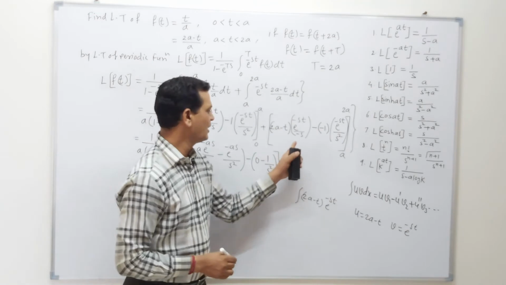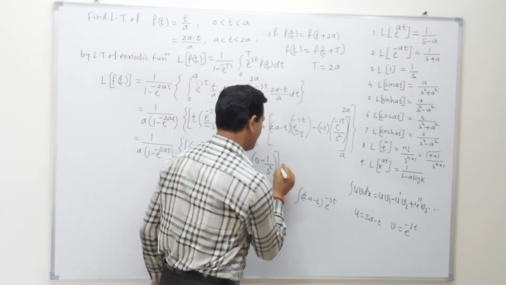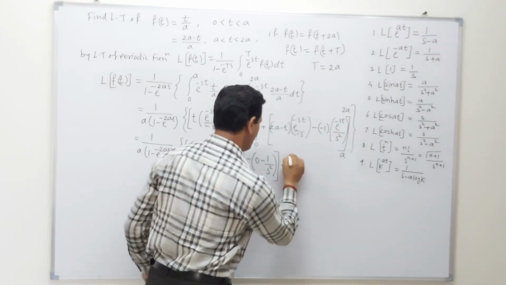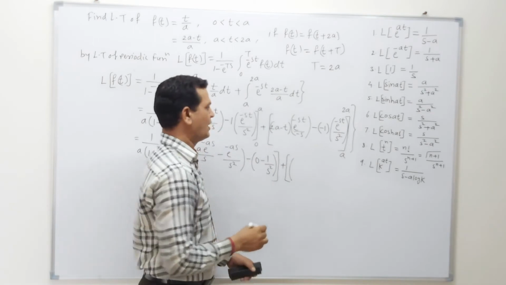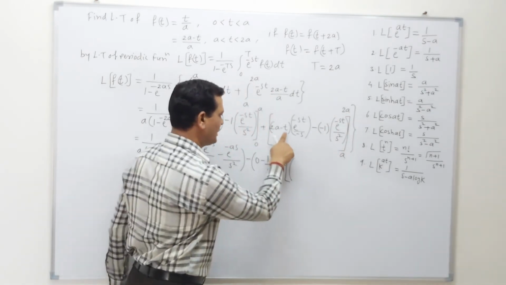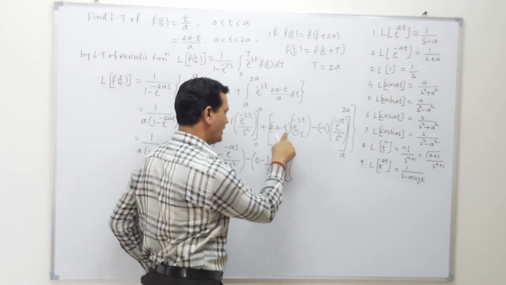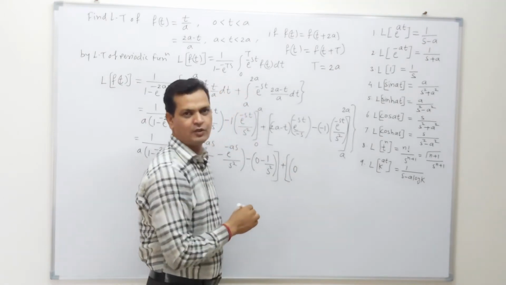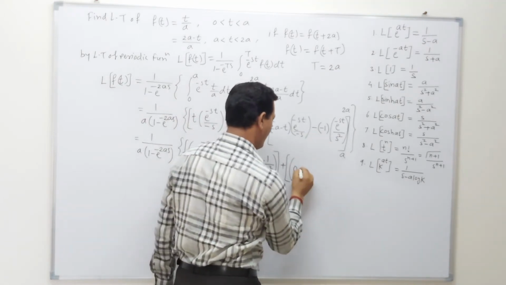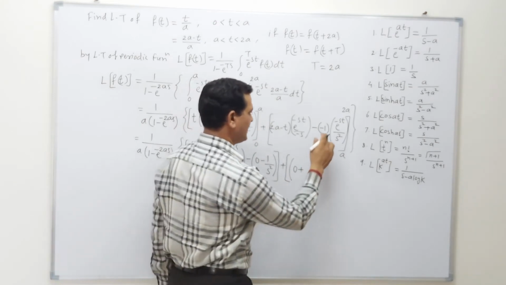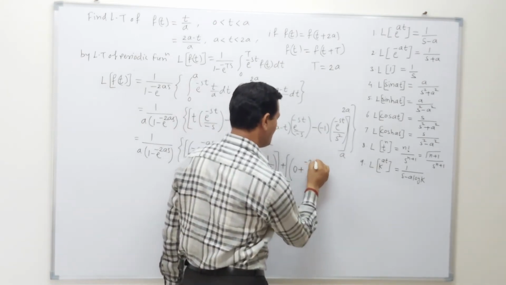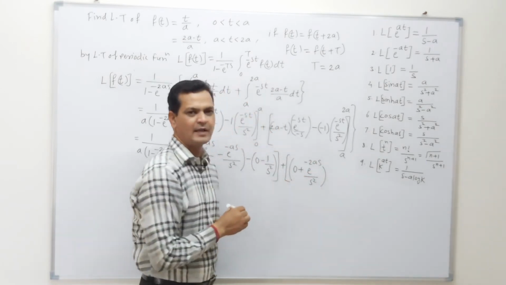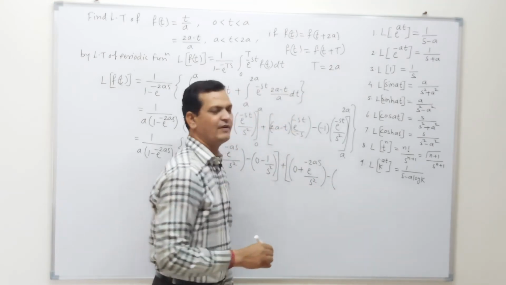Similarly, put the value of the upper and lower limit for the second term. The second term is, in bracket, the upper limit 2a. If we put t equal to 2a, then this 2a and this 2a get cancelled, and 0 into something is 0, so this first term is 0. Then minus minus, we can write this as plus. Then we get e raised to minus 2as upon s square. This is the upper limit, minus the value of the lower limit.